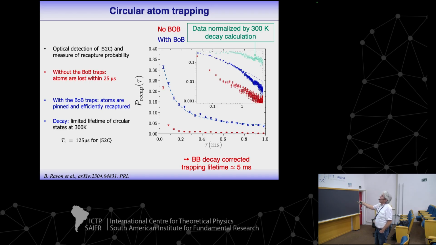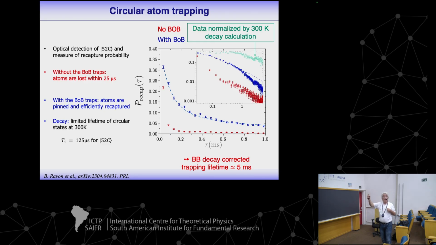And you can see that recapture is better. It's not perfect. So why? Indeed, this signal is dominated by the finite lifetime of the circular atoms. We recapture selectively only the 52 circular level. And indeed, what occurs during trapping is that the atoms interact with the blackbody photons around there.